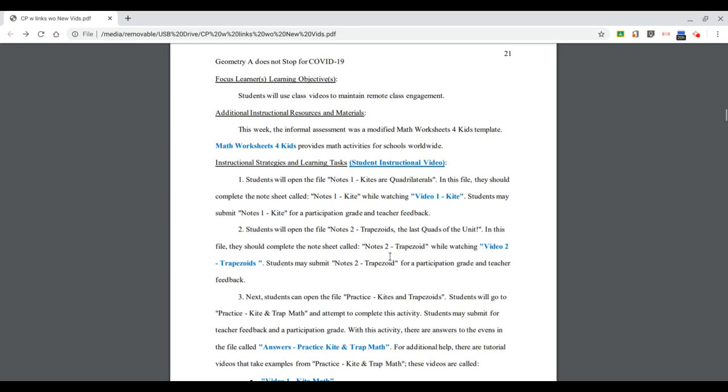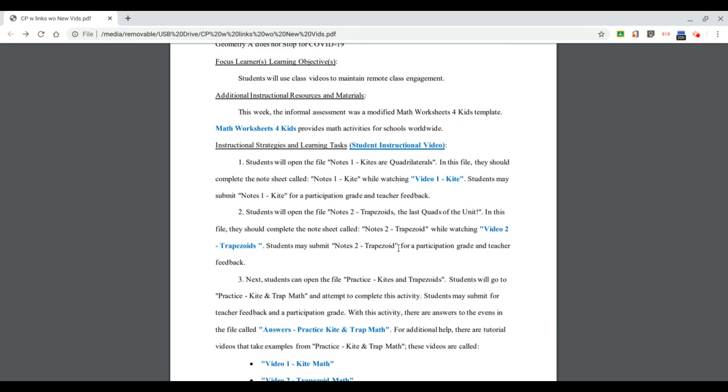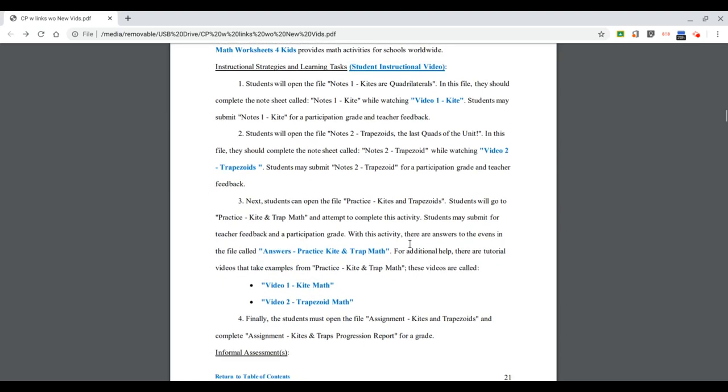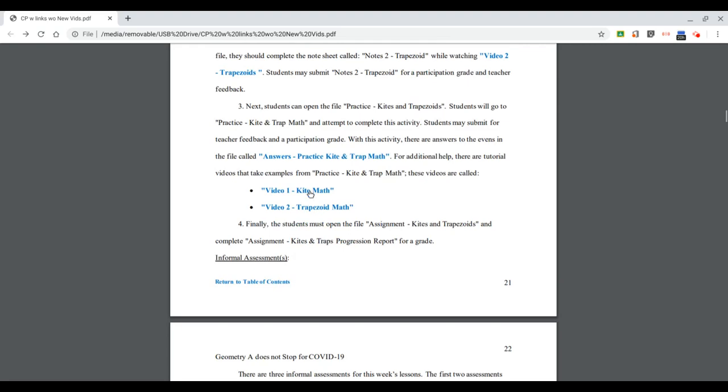All right, so they can submit both of those notes, Notes 1 and Notes 2, for participation grade. And then they're going to move on to their practice sheet, which is practice kites and trapezoids. As well with those, they do have a video on kite math and trapezoid math, which is the practice, which is reviewing the math.